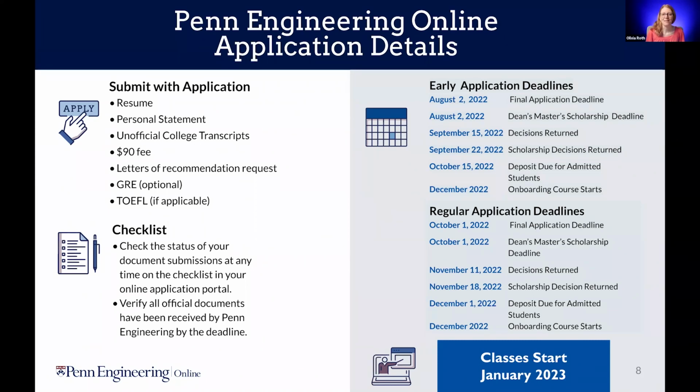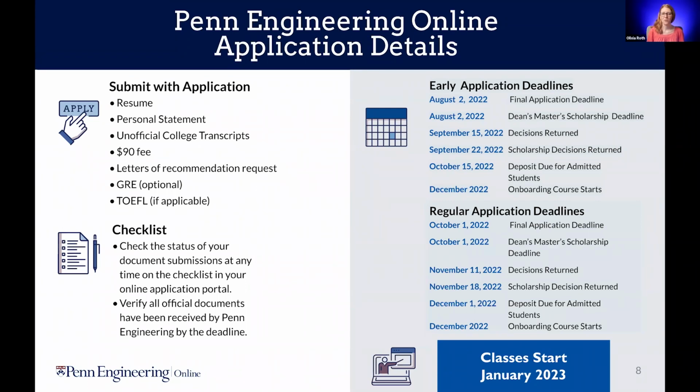Let's talk about the dates. It seems like a long time from now, but it's going to be here before you know it. For the early application deadline, August 2nd is the deadline. And again, we have to receive all of your materials by that date in order to be considered. We also have a scholarship that has the same deadline. The scholarship application is actually embedded within our MSE-DS application. So if you're eligible and you're interested in that, it shows up as part of the application itself and you can submit it all together.